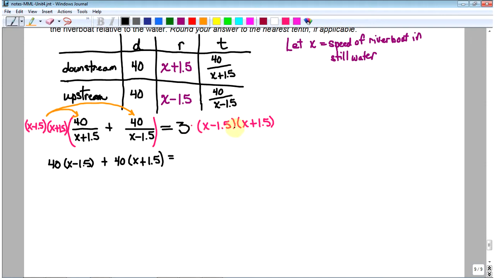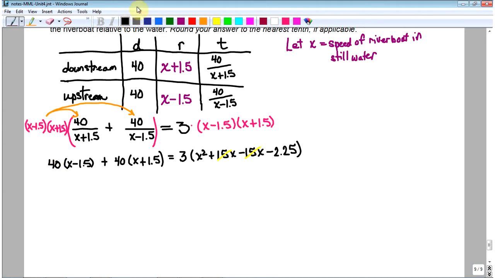On the right side, we can go ahead and use FOIL to get rid of those two sets of parentheses. So first times first is x squared. Outer times outer is 1.5x. Inner times inner is a minus 1.5x. And last times last will give us a minus 2.25. And those 1.5x's are going to cancel out.